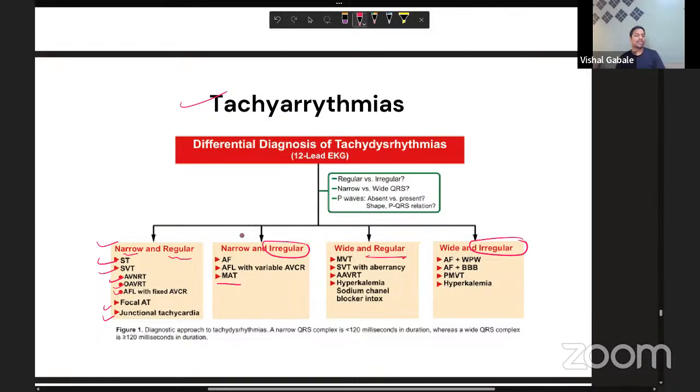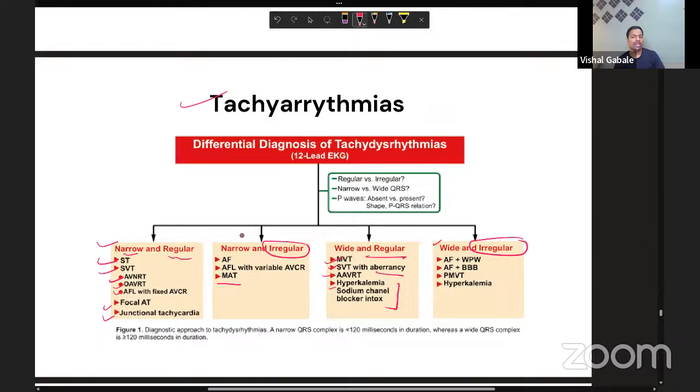Okay, so then wide and irregular. So what will be wide and regular? We have again multifocal ventricular tachycardia, then supraventricular tachycardia with aberrancy, then antidromic AVRT, hyperkalemia, and sodium channel blocker.